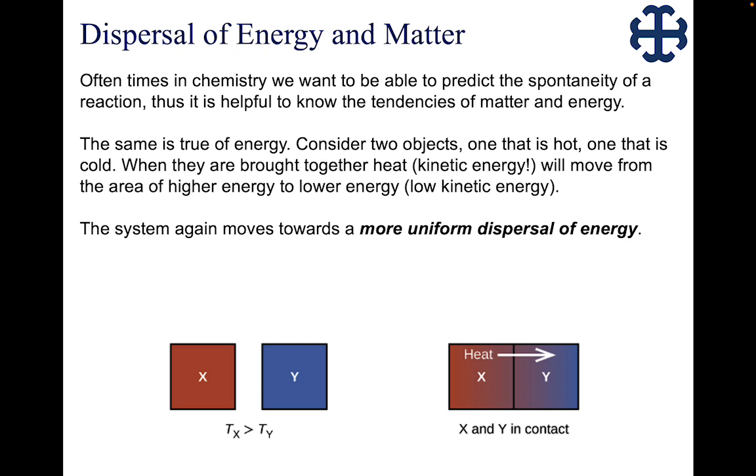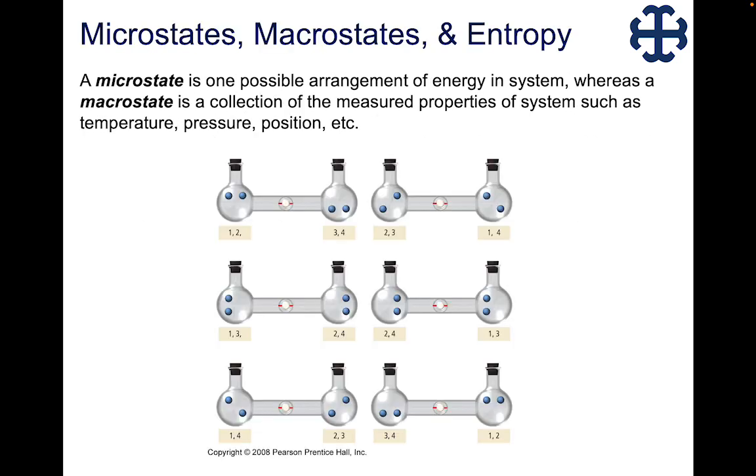And so again, we would say the system moved towards a more uniform dispersal, but this time of energy rather than of matter. Okay, so this gets us to the definition of what a microstate is. A microstate, the simplest way to think about it, is one possible arrangement for energy or matter within a system. A macrostate is a collection of those measured properties, and those are the things that we most often observe. So things like temperature, pressure, and position are macrostates, whereas microstates is, as the name would imply, what is going on at a very small level.